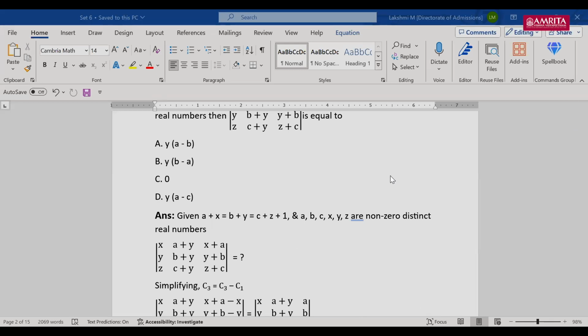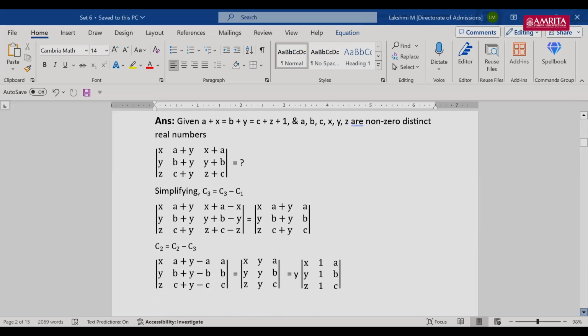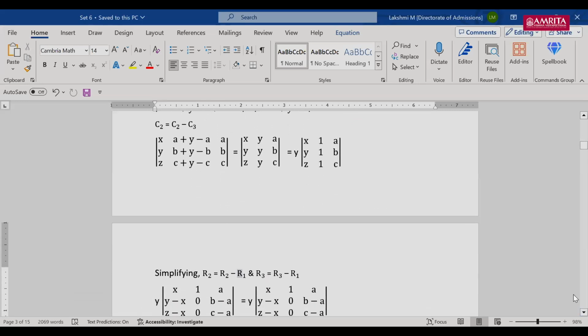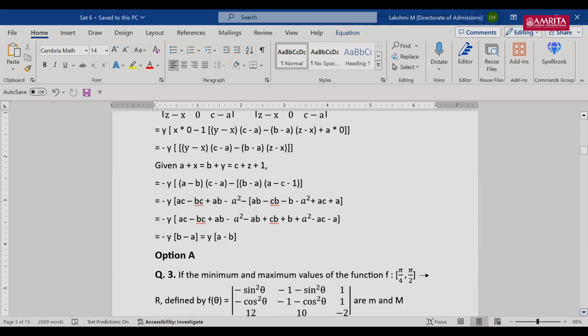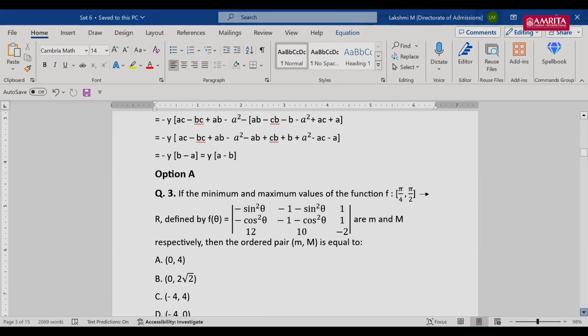You could try with the normal method also. That's completely fine, but it'll take a lot of time. You need to substitute and do it in such a way that you'll be able to simplify it and get it in terms of y and a minus c. So for these types of questions, think about how you'll be able to minimize it. When you find the way to minimize it, then it's really easy to solve.